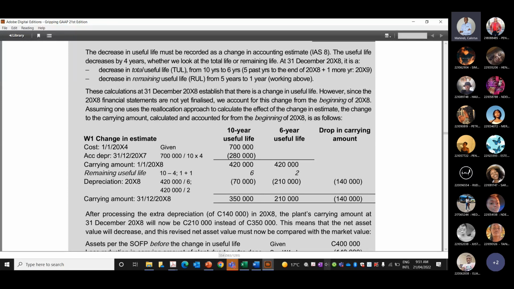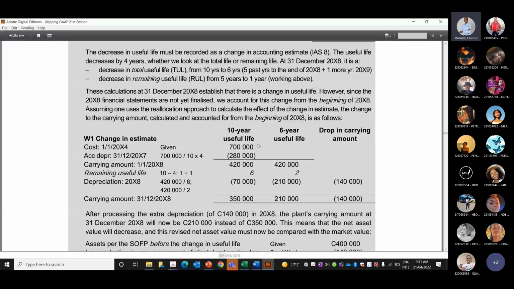This asset is being depreciated over its useful life. To get the depreciation for 20X8, either you can calculate the carrying amount at the beginning of 20X8 divided by the remaining useful life, or you could have just said 700,000 divided by 10 years. You would get a depreciation of 70,000.